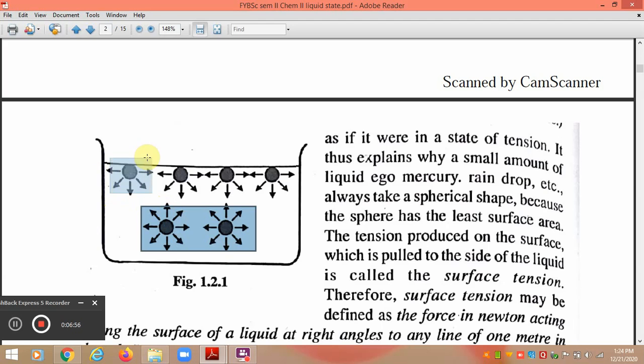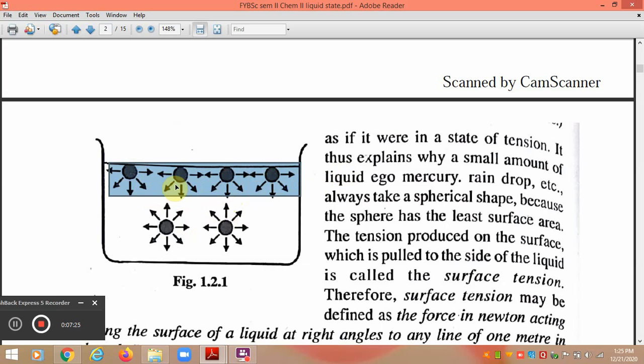But whenever we talk about the molecules which are present at the surface of the liquid, there is nothing above these molecules, and that's why they have a cohesive force of attraction only from the downward direction. So all these molecules are pulled in the downward direction, and that's why they behave as if they were in a state of tension.